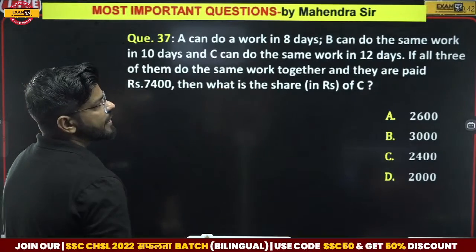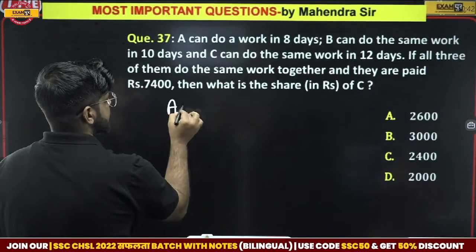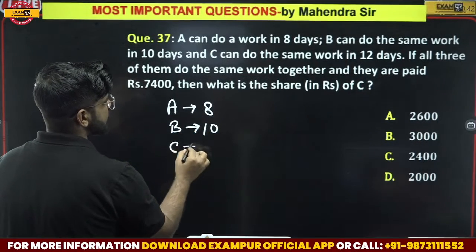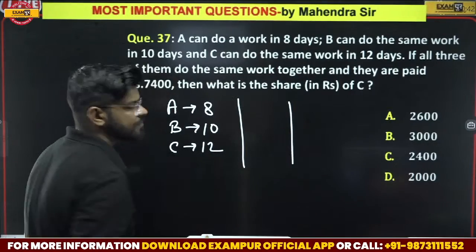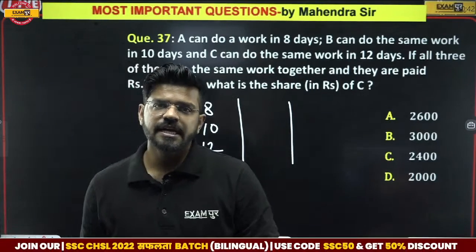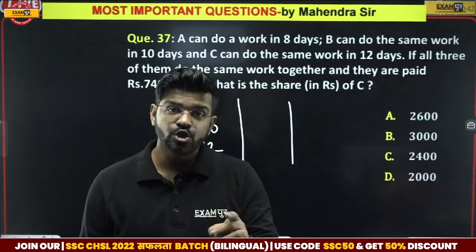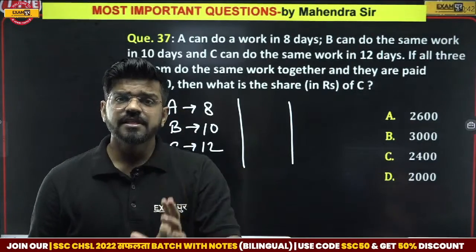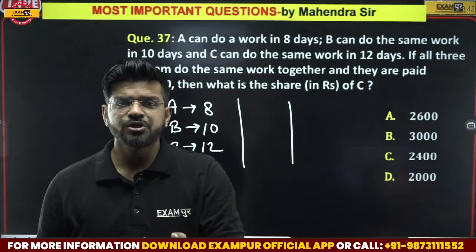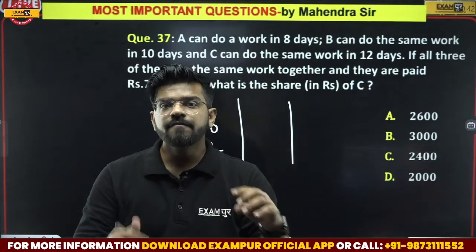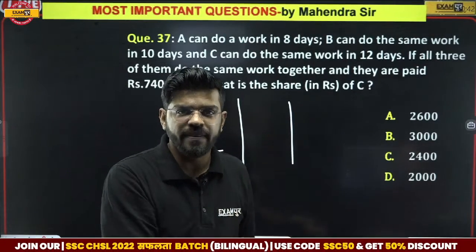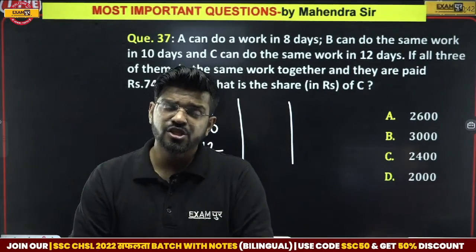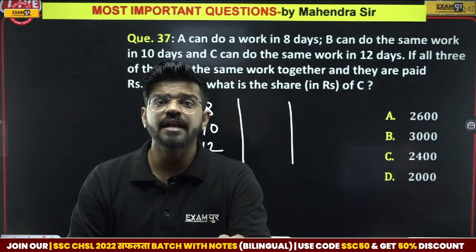A can do the work in 8 days, B can do it in 10 days, and C can do it in 12 days. Remember that wages are distributed in the ratio of their work, but if they have started together and finished together, then the wages are distributed in the ratio of their efficiency.